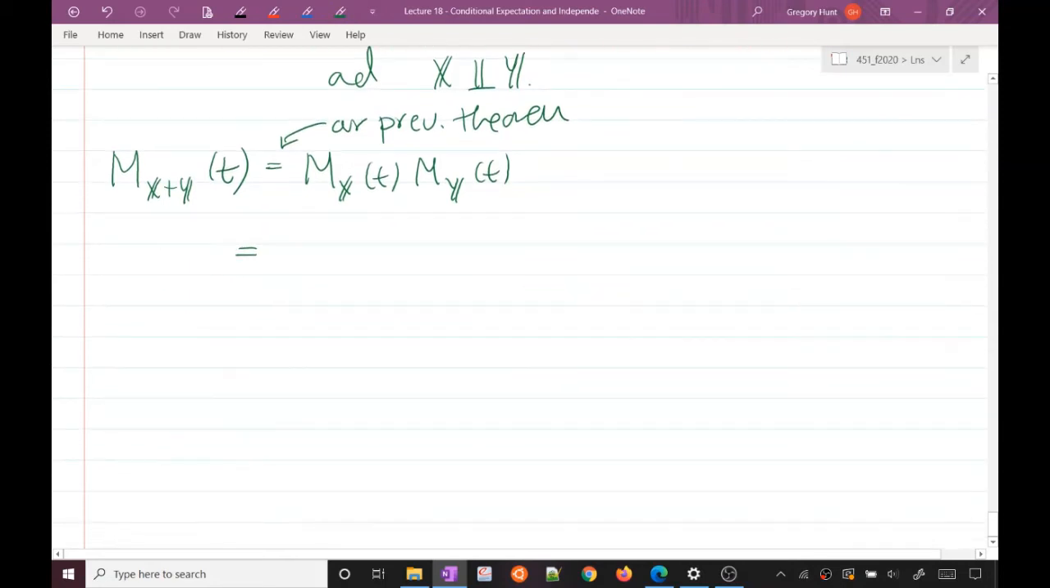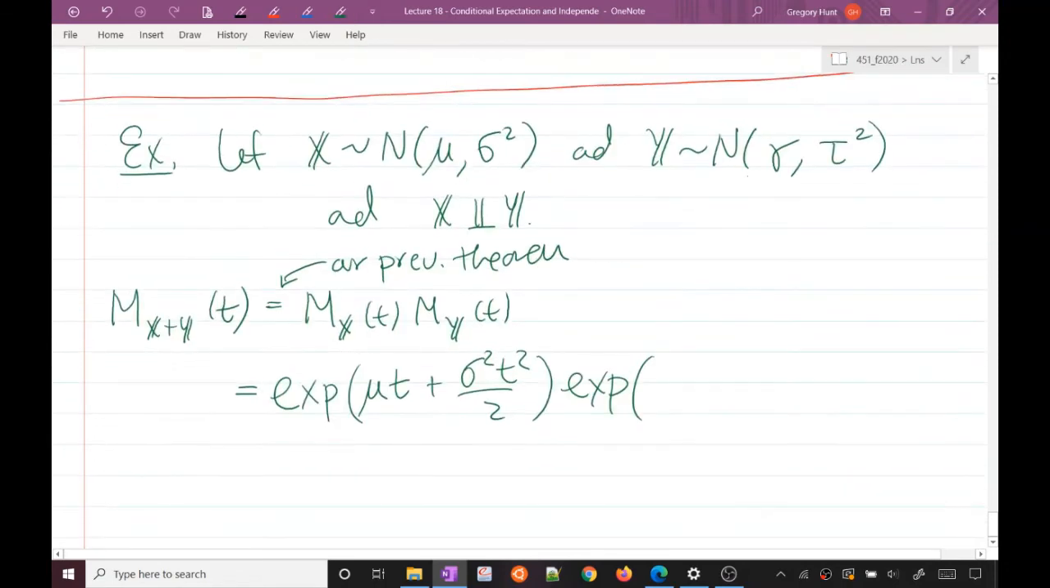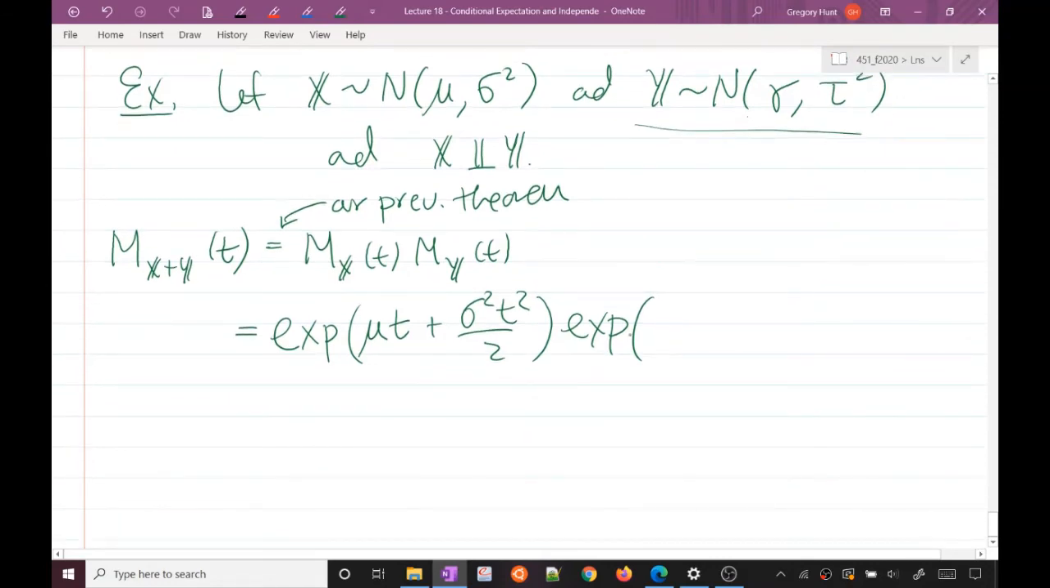Now, I don't expect you to remember, but the moment generating function of a normal mu, sigma squared random variable would be the exponential of mu t plus sigma squared t squared over 2. And if I have a normal gamma, tau squared random variable for y, the MGF would be correspondingly the exponential of gamma t plus tau squared t squared over 2.